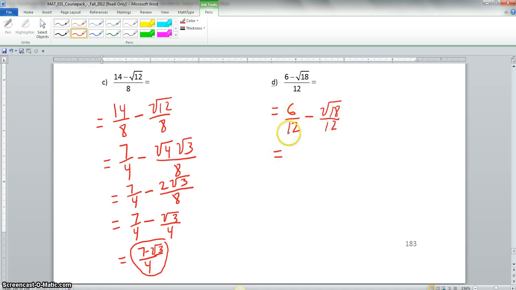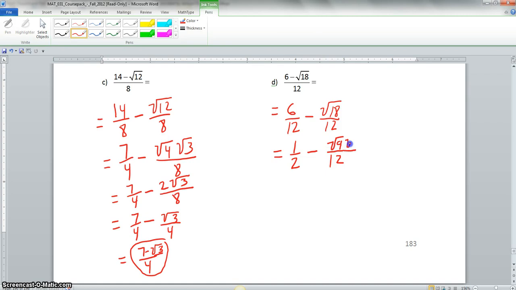Now we know 6 and 12, the greatest common factor they have is 6. We could divide both of these by 6, and that would leave us 1/2. Minus, our denominator would stay 12 here, but our numerator, with the square root of 18, the highest perfect square we have in 18 is 9.